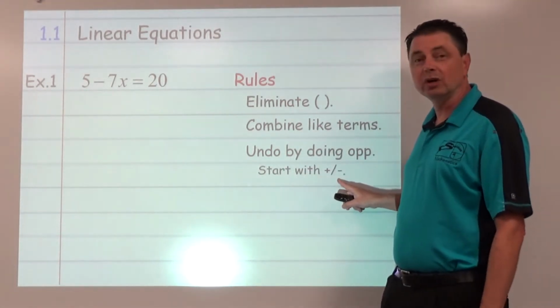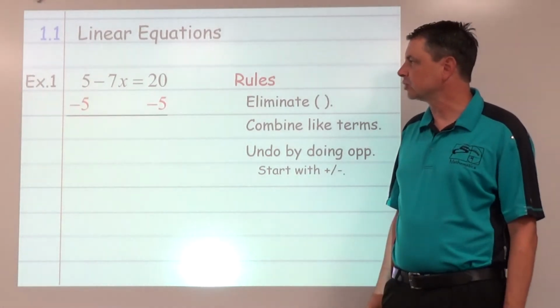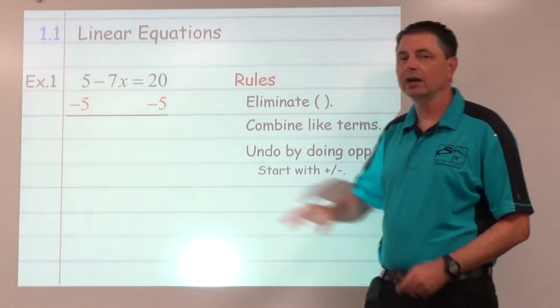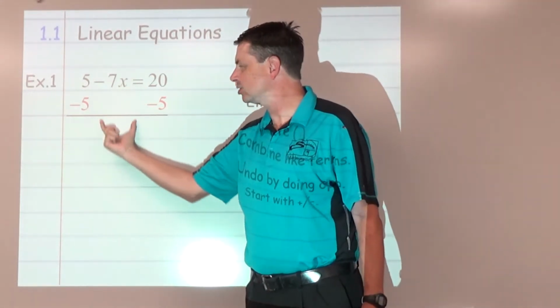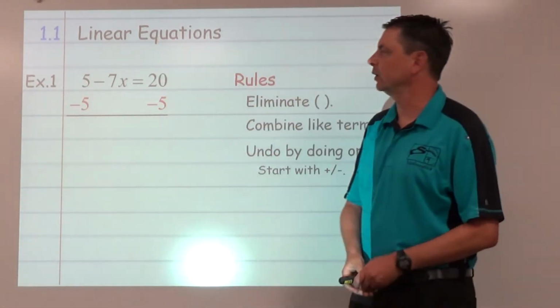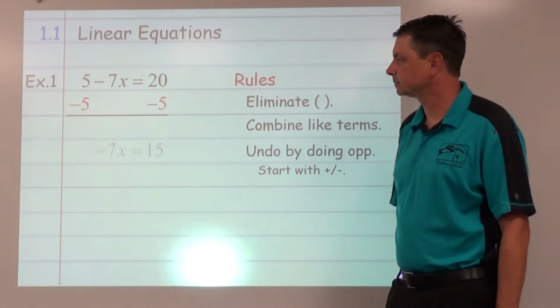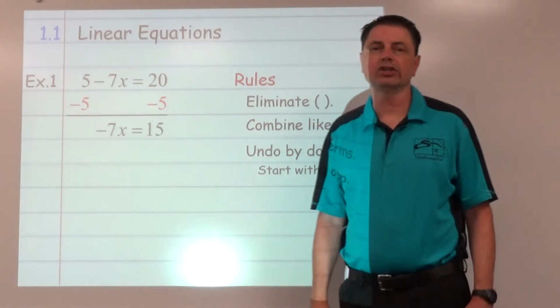We generally do want to start with addition or subtraction most of the time. So we're going to subtract 5 from both sides. Careful with your negative signs. The negative in front of the 7x is going to come down as these do cancel. And on the right, we do get 15. So we undid the addition or subtraction.